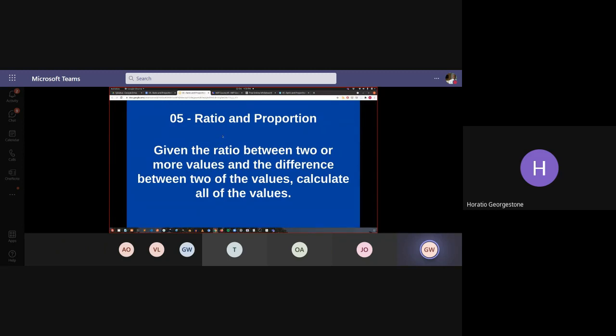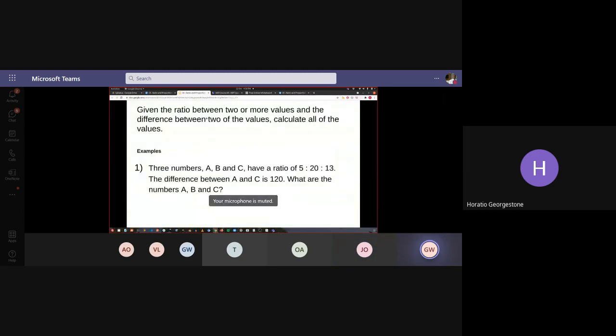Finally, this one, when I first came across this in a numerical reasoning test question, I thought this was quite challenging. I actually did it the first time using algebra, but then I realized these questions are really easy. There's a really simple way to do them. Given the ratio between two or more values and the difference between two of the values, calculate all of the values. So this is quite an unimaginative example, but if you look in the question pack, I came up with some better ones here.